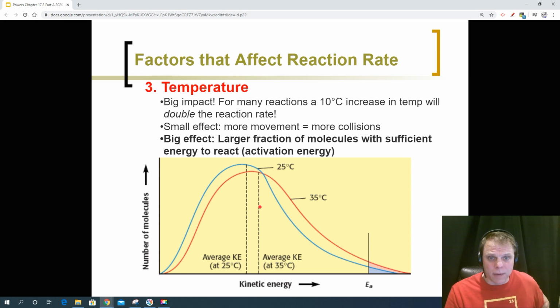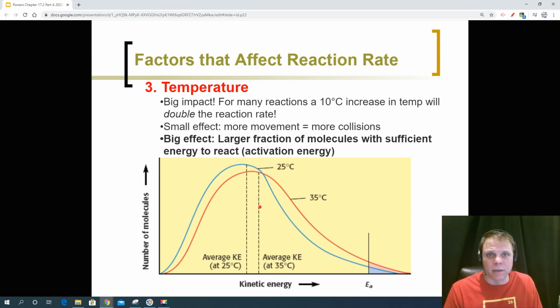All right, next one, temperature. Now we saw the demonstration of the light stick, where you had one that was warmer, one that was cooler, and one that was in the middle, and how you had different rates of reaction because you had different light coming off of each of those. Remember, for temperature, you can have some pretty big impacts. For many reactions, a 10 degrees Celsius increase in temperature will double the reaction rate.